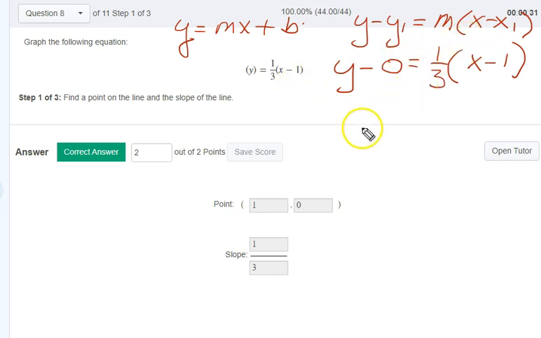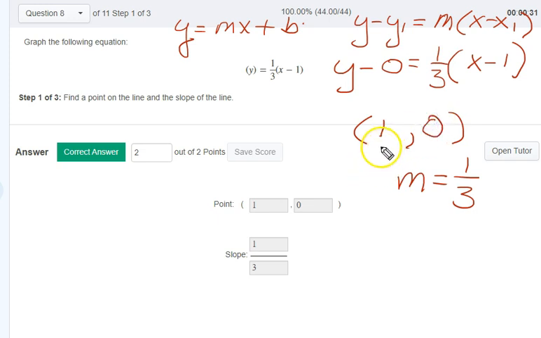So what is our ordered pair? We're asked to figure that out, and then what is our slope? Well, our slope is easy, that's 1/3. But the ordered pair now for our x value, and again, opposite sign will be a 1, and our y value, we said, was 0. So this is actually the x-intercept that we're seeing here, and that's what we have as an answer.